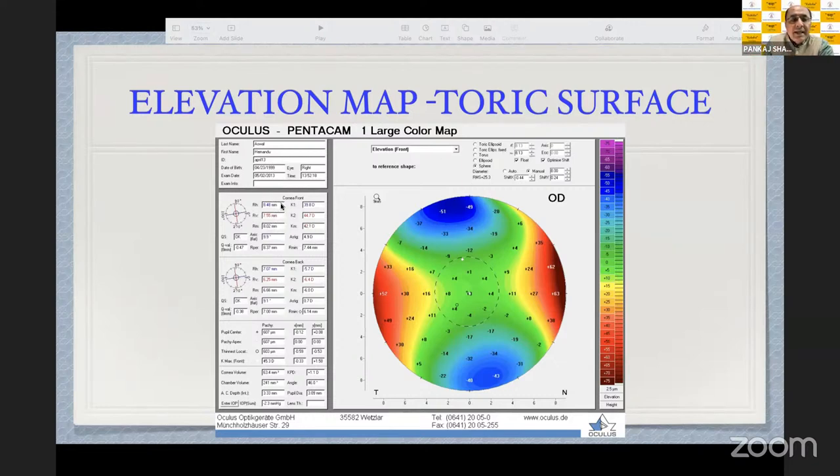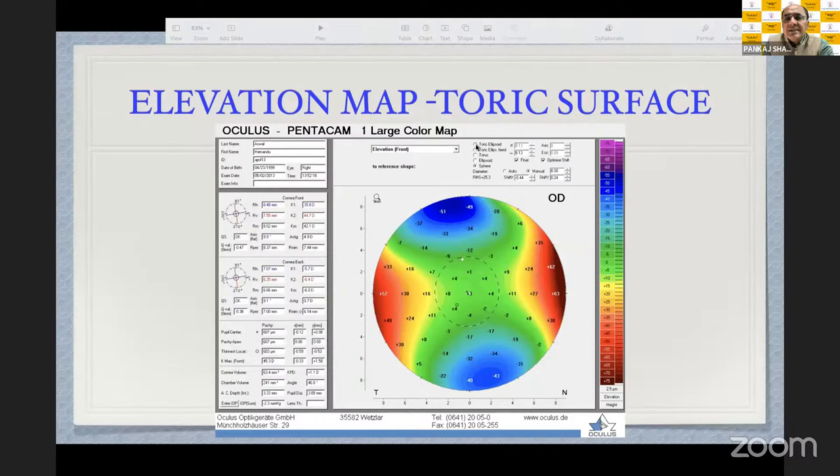The anterior curvature: the radius of curvature of one axis is 8.48, the other radius of curvature is 7.5, the steeper one. The smaller radius will have a larger, higher power. So it takes the average of these two and creates a best fit sphere of 8.13. You can see here, and it gives this sort of a picture. This doesn't mean that there's ectasia over here. No, this is just an astigmatism.